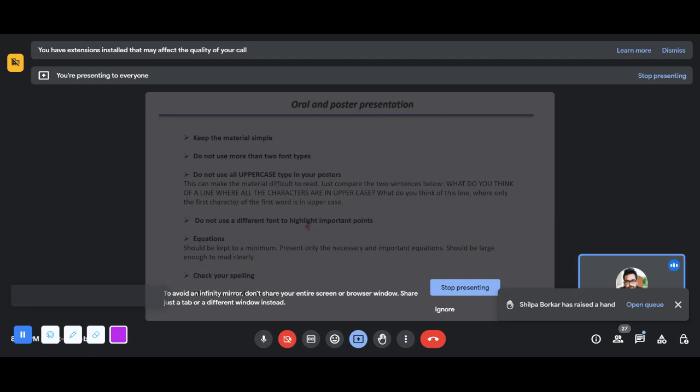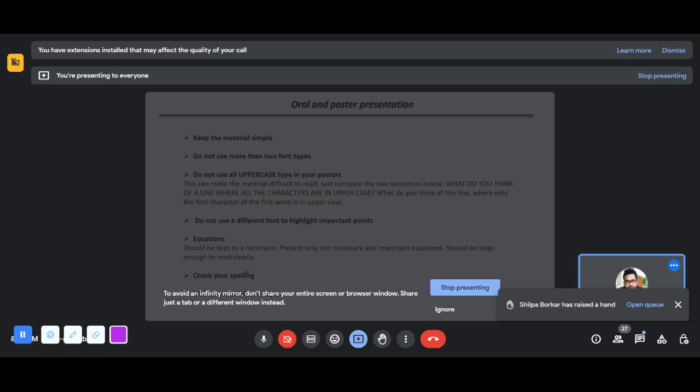Do not use a different font to highlight any important point. You can highlight by underlining, or you can even make it bold, but do not use another font. It looks very much against the scholarly presentation. Equations should be kept to a minimum. Try to avoid equations unless your work is very equation based, like mathematics or physics. In those cases it is very important, but in other cases try to minimize them as much as you can and elaborate in a very simple way.